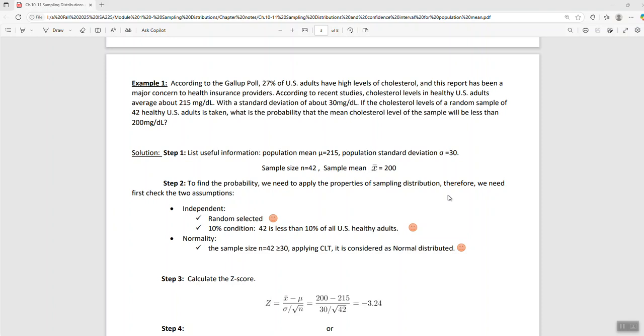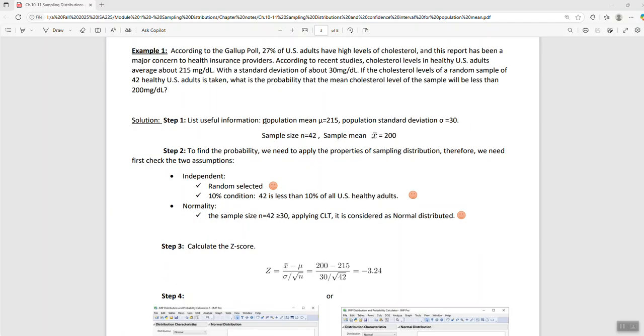Alright, so this video is to recall you some steps to find the probabilities based on the z values. Just like in class, we went through this example about the Gallup poll. If you still remember, the population mean mu is 315, the population standard deviation sigma is 30, the sample size is 42, and the sample mean x bar is 200.